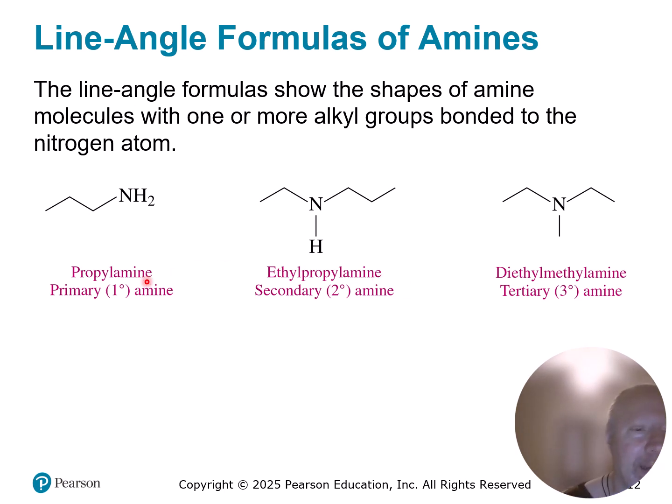Okay, so what do we have here? Propylamine, ethyl propylamine, and diethyl methylamine. And by the name, we should be able to draw this. Propylamine, ethyl propylamine. So we know we have an ethyl group on one side, a propyl group on the other side, and that's it. And then we have a diethyl methylamine. So we know we have 2 ethyl groups, and then we have a methyl group. So that's going to be a tertiary amine. Not too surprising.